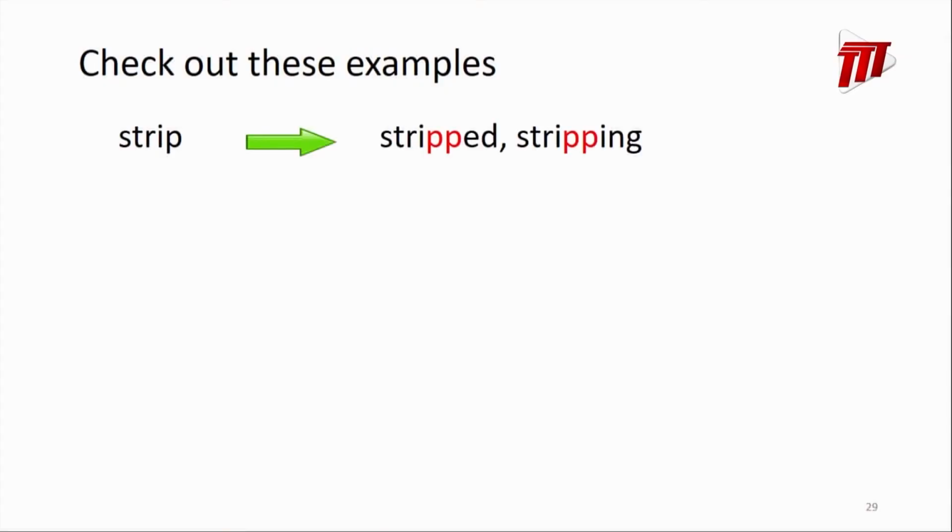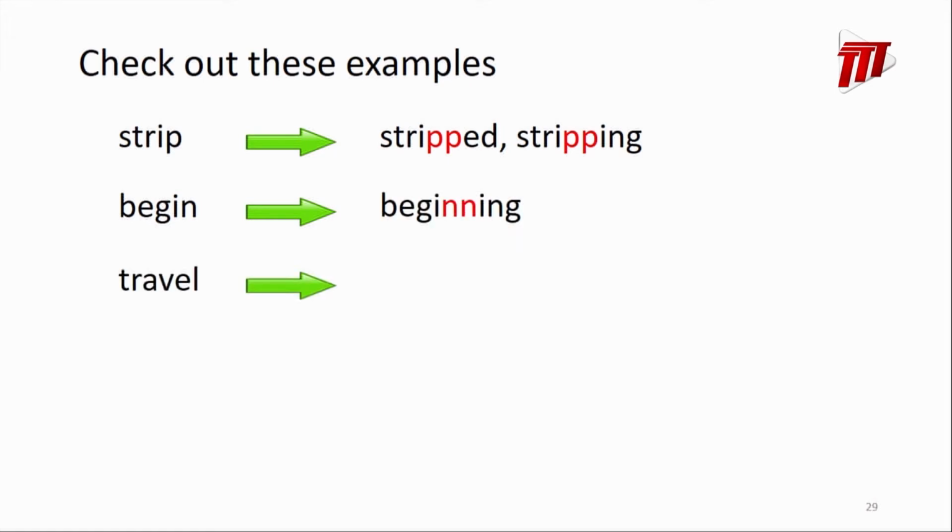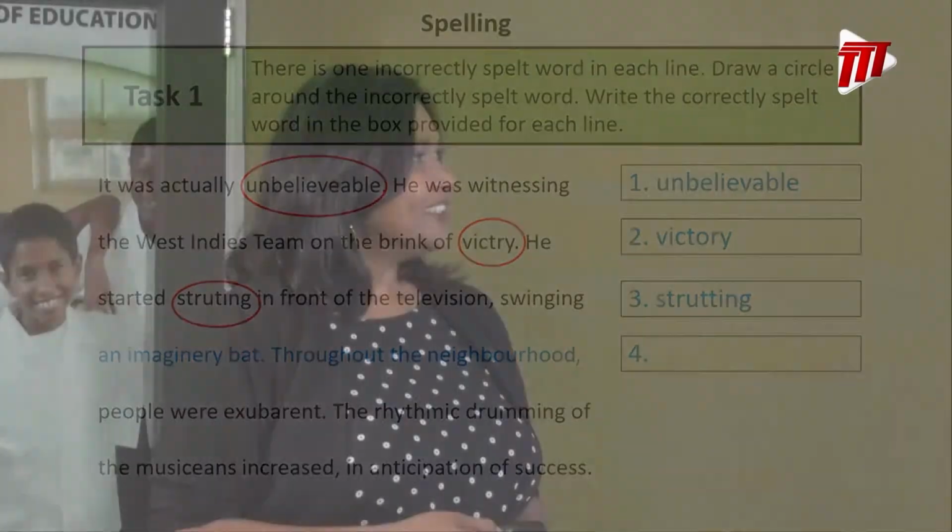Strip would be stripped or stripping, S-T-R-I-P-P-E-D, S-T-R-I-P-P-I-N-G. Begin, and this is one sometimes gives us trouble. B-E-G-I-N-N-I-N-G. Travel, another one that gives us trouble at times. T-R-A-V-E-L-L-I-N-G, T-R-A-V-E-L-L-E-D, and traveler, T-R-A-V-E-L-L-E-R. We aren't much of a traveler right now, are we? So we're going well. Let's see what number 4 is.